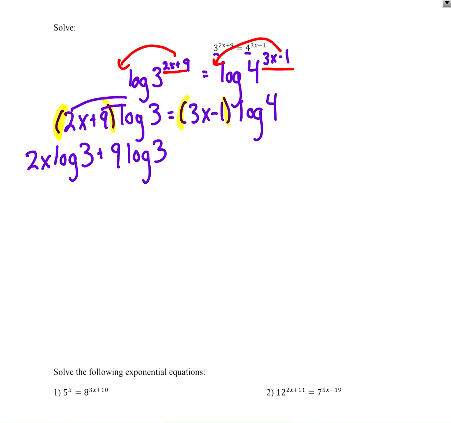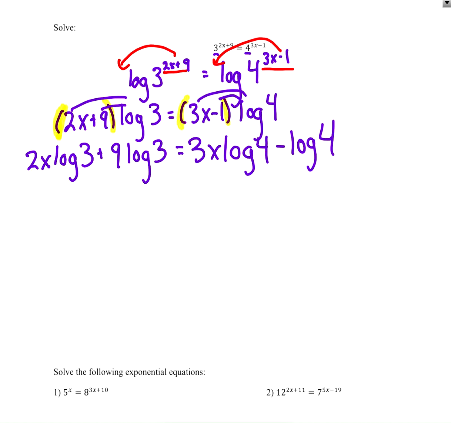That might be the most important step of all of this, because if you don't write with those parentheses, you're going to get the question wrong. So same thing over here, that 3x gets multiplied by log 4, and so does that negative 1. So that would be 3x log 4, and then negative 1 times log 4, just minus log 4.